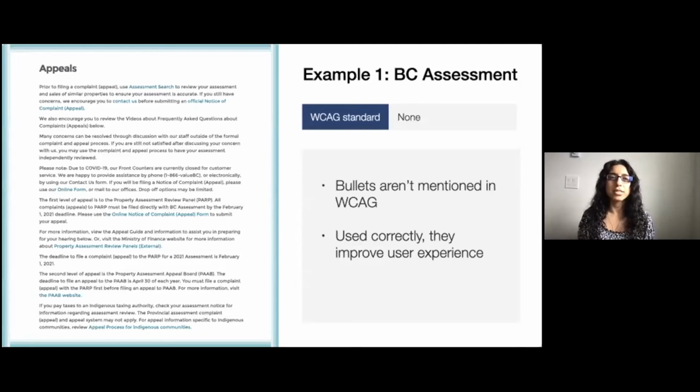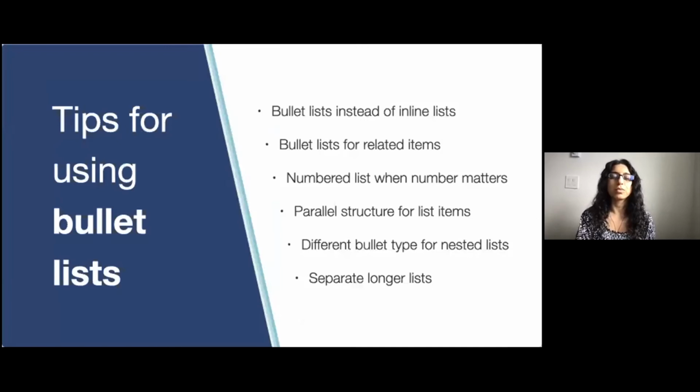So bullet points are not explicitly required by the Web Content Accessibility Guidelines, but they are recommended, and they do make content much easier to scan. They also improve the user experience because of this. So let's look at some tips for using bullet lists.